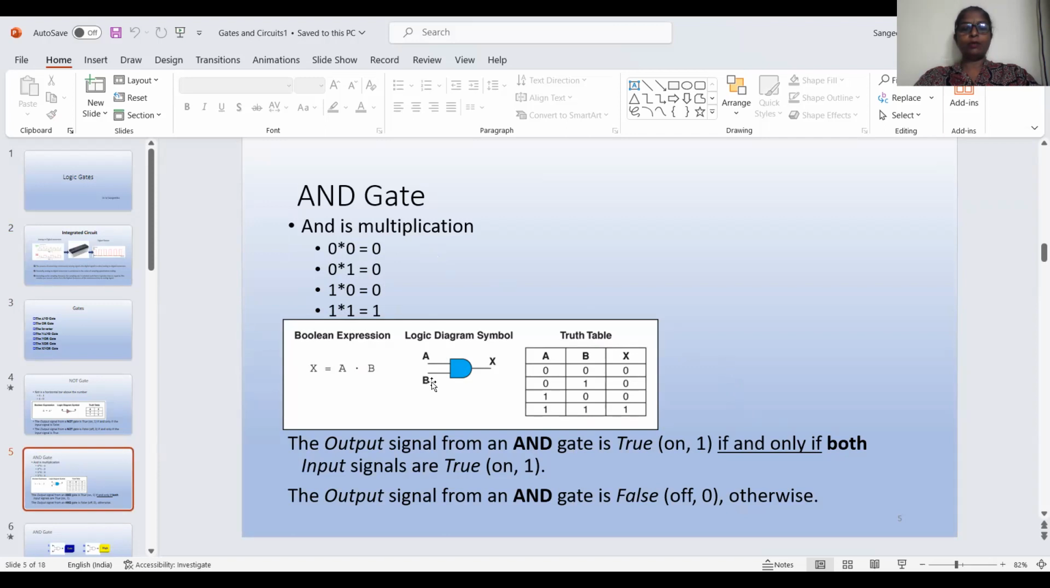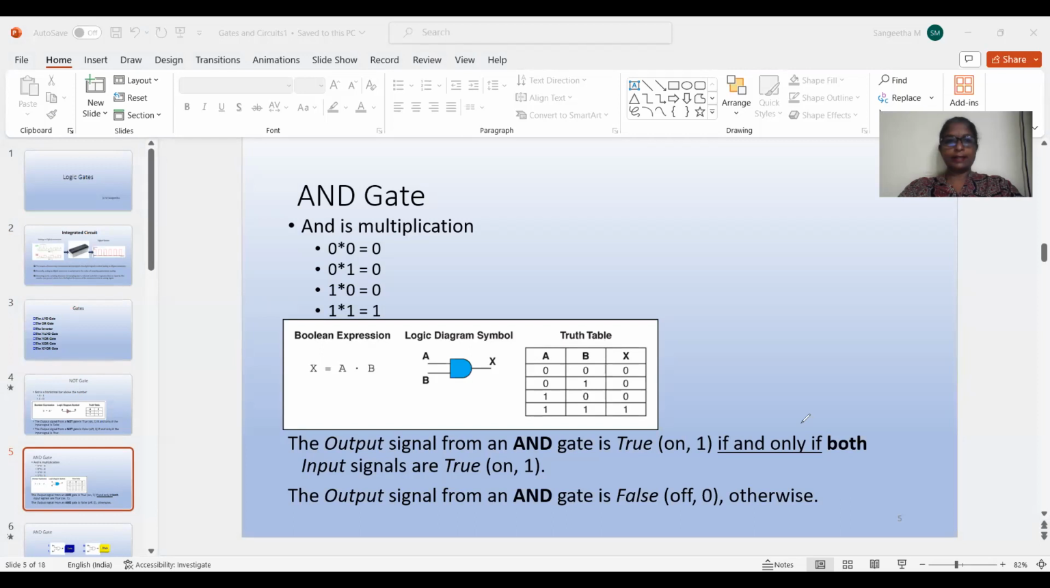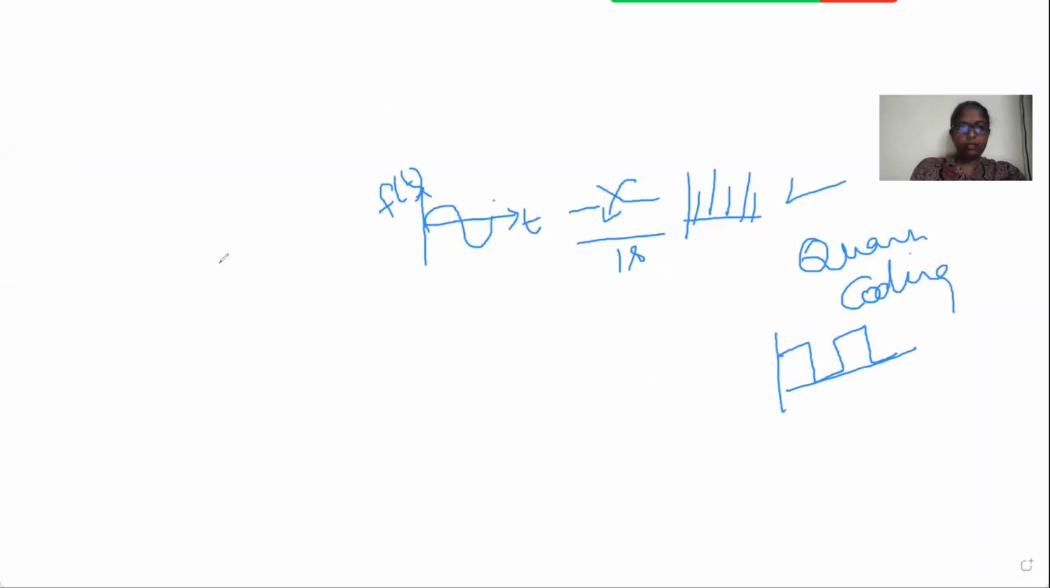If it is a 2 input gate, the number of input combinations that we have to check will be 2 power n combinations. There are 2 inputs, so n is equal to 2. So 2 power 2 is equal to 4. So the input will have 4 combinations.